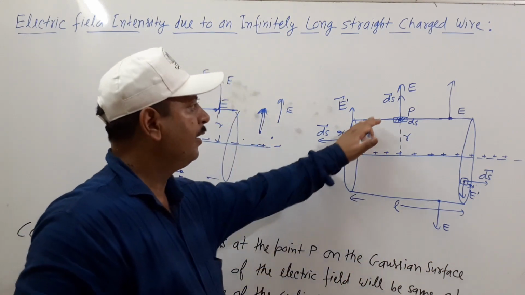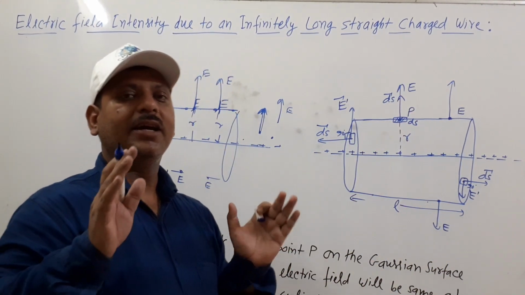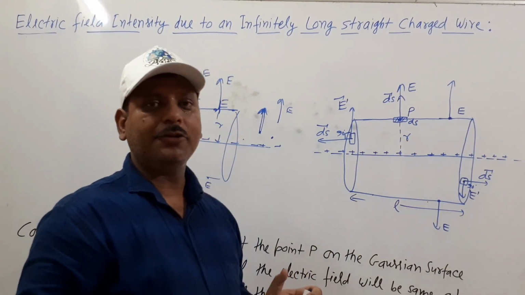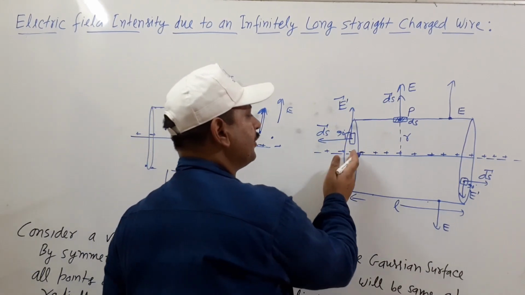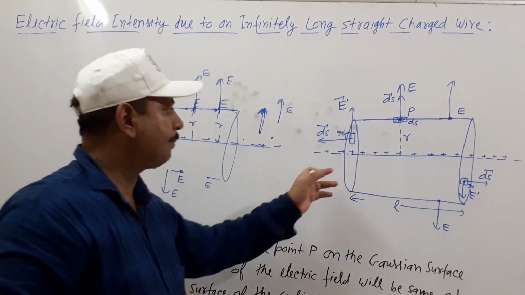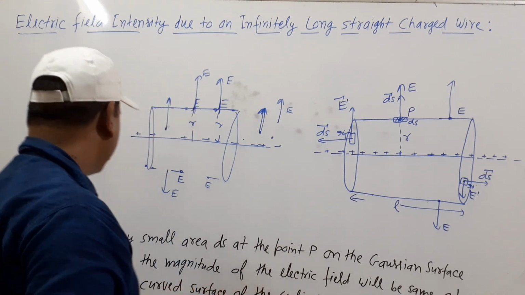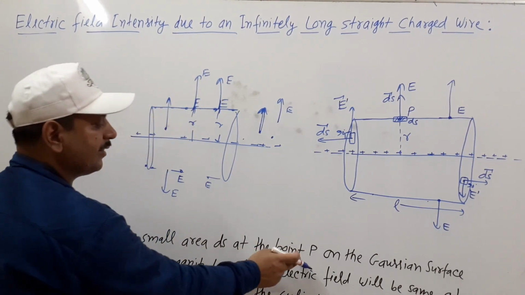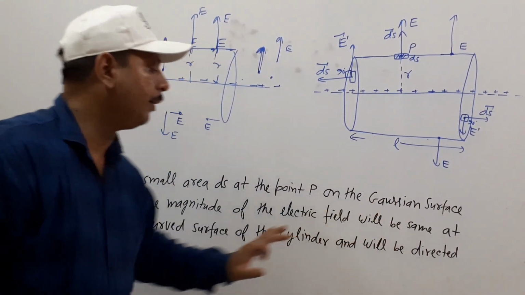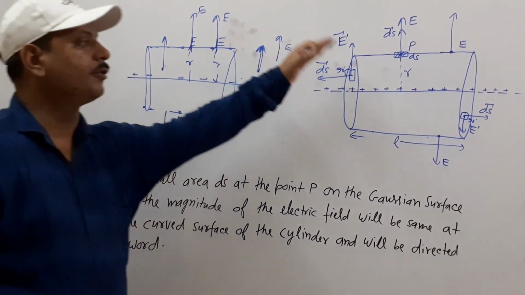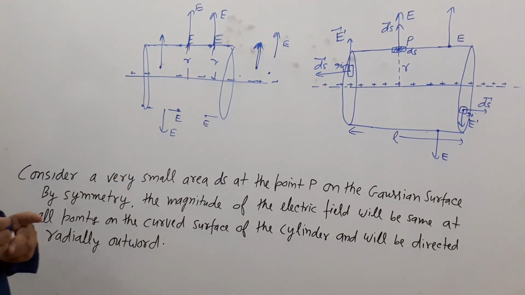So one thing remember, for the curved surface, the electric field intensity and area vector ds are parallel to each other, meaning you can say the angle between E and ds is 0. When we talk about the plane surface end, E and ds are perpendicular to each other, that's why theta is equal to 90. So see here, consider a small area ds at point P on the Gaussian surface. By symmetry, the magnitude of electric field will be same at all points of curved surface, and they are directed outward.